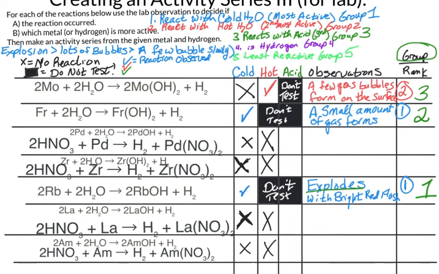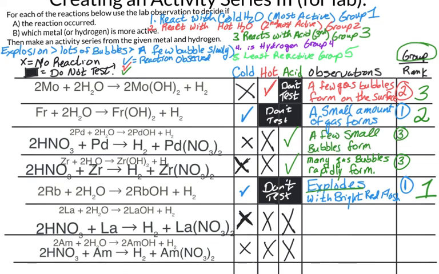And in this case, we see that only the palladium and the zirconium do react with the acid. And we see that in zirconium bubbles rapidly form. And we see in palladium that small bubbles slowly form. So that tells us that the zirconium is more reactive, more active than the palladium. So we're going to put zirconium above palladium on the activity series. And again, these are still going to be below the one with hot water, which is molybdenum, and even that below the cold water ones, which were rubidium and francium.